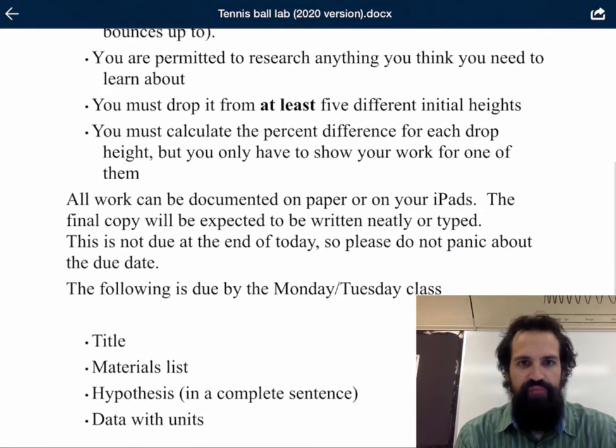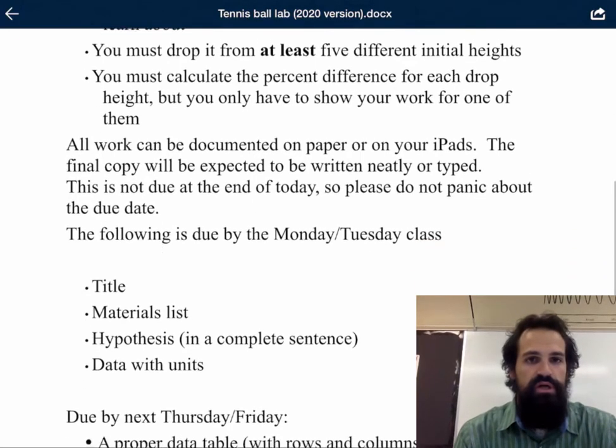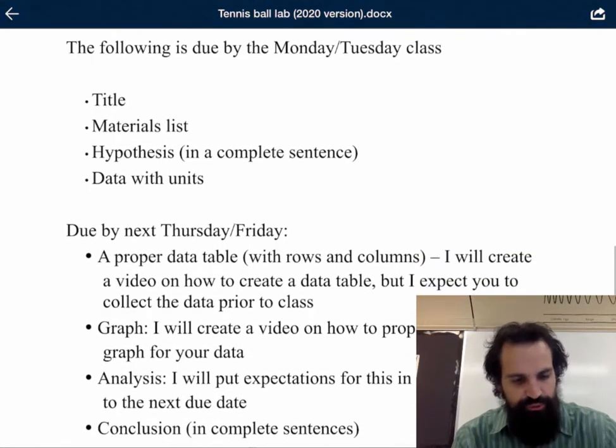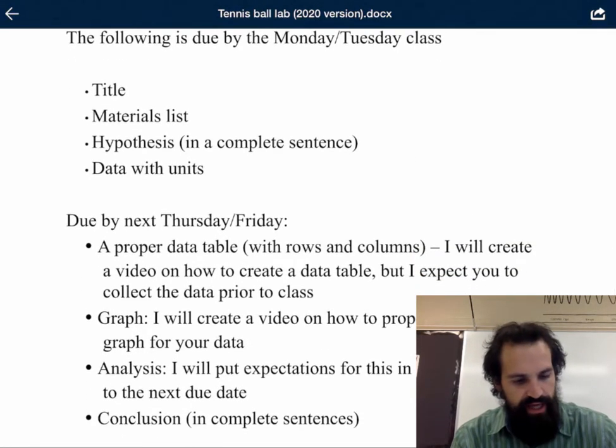And the final copy should be written neatly or typed. If I can't read it, that is an issue. So I will go through what is due Monday and Tuesday, and I have that much more clear in the rubric.